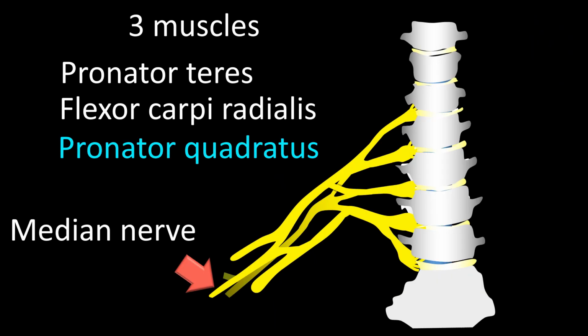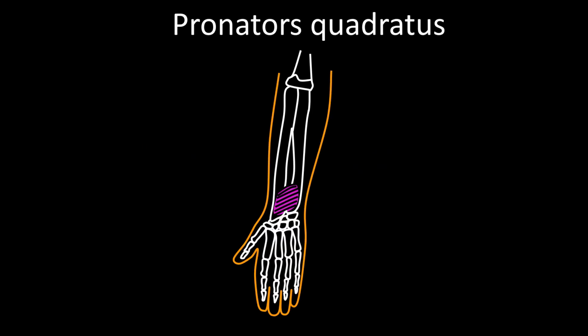The last median nerve forearm muscle I will mention to you is the pronator quadratus. The pronator quadratus receives innervation from C8 and T1. The pronator quadratus has one action, pronation, that is achieved when the elbow is either flexed or extended.